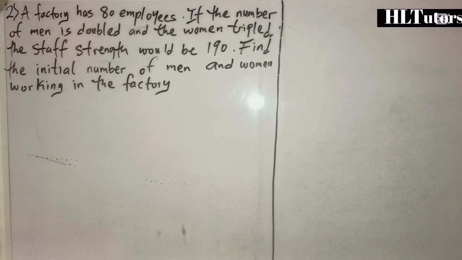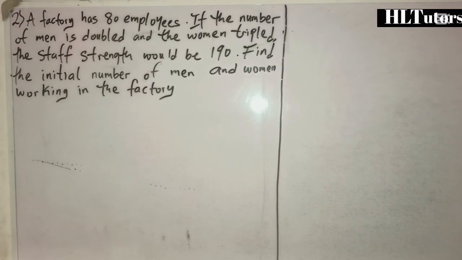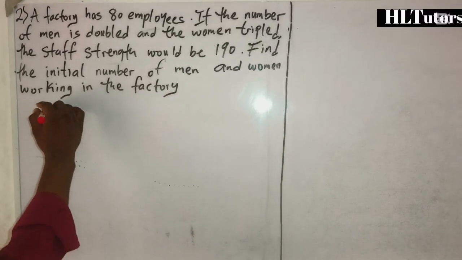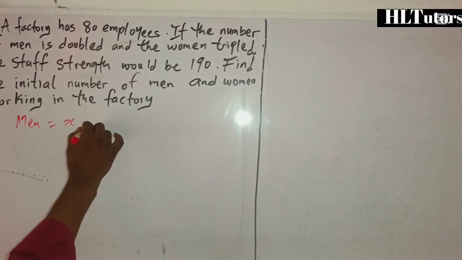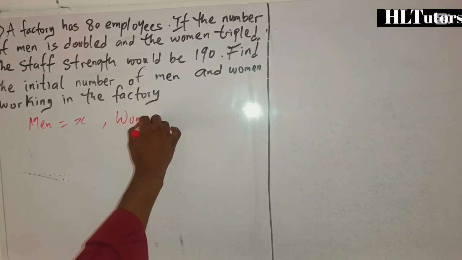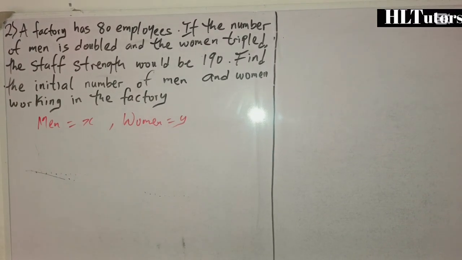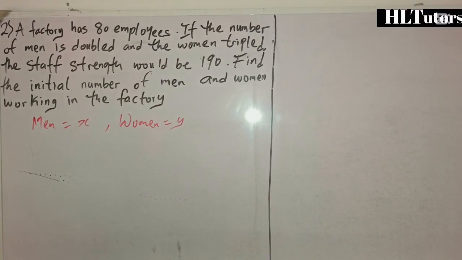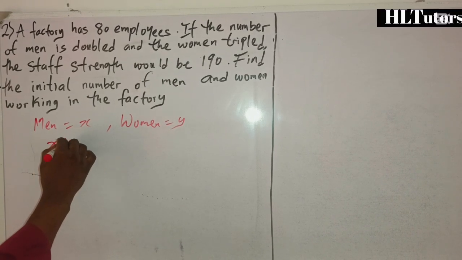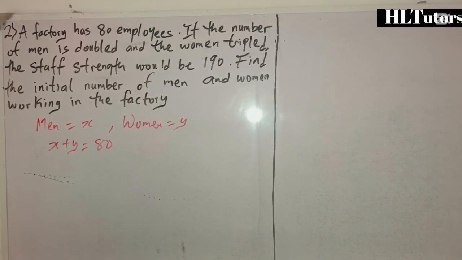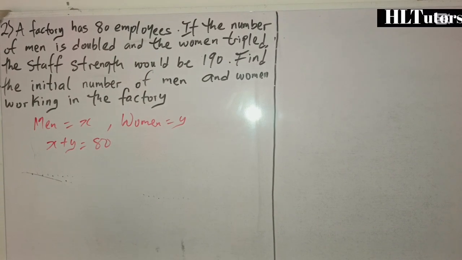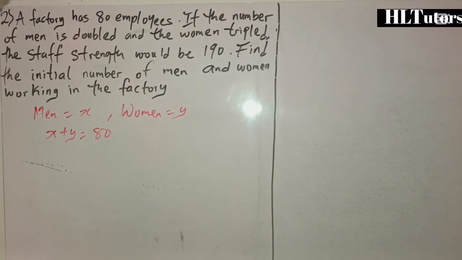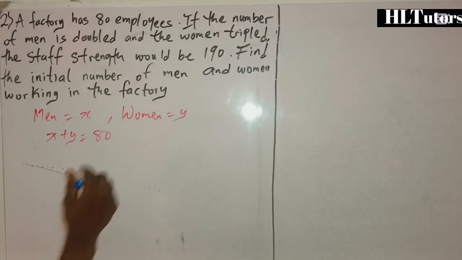that means that the employees are made up of men and women, right? So let's take men to be X and women to be Y. So a factory has 80 employees, male and female, men and women, right? So that means X plus Y equals 80. So then, if the number of men is doubled, so let's take this as our first equation.